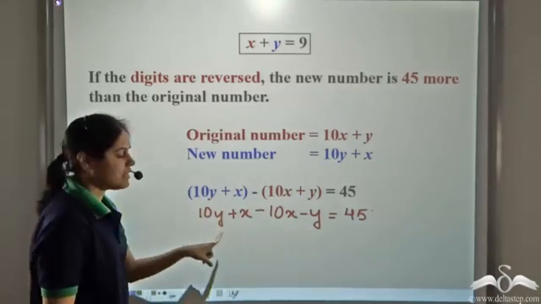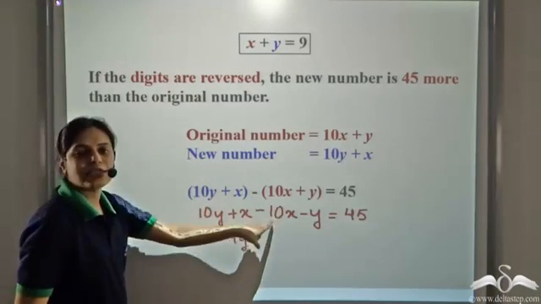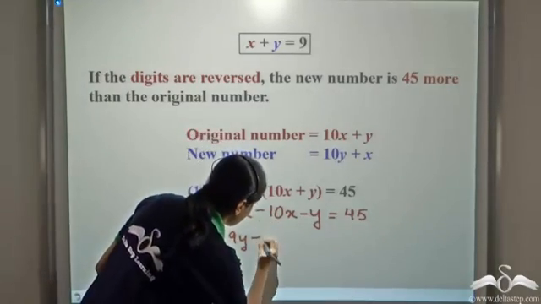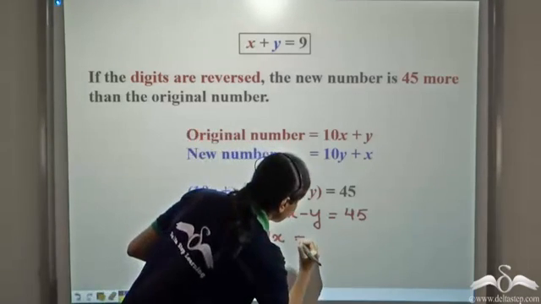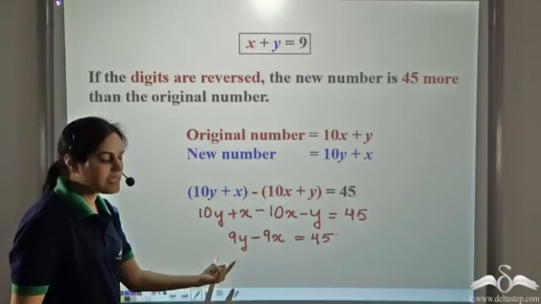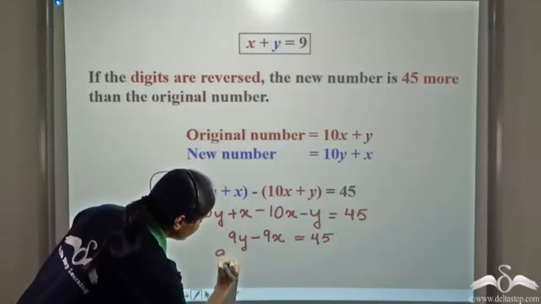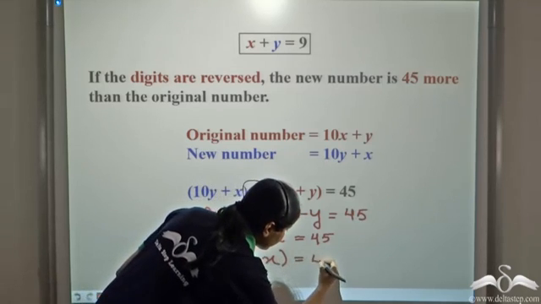10y minus y gives you 9y. X minus 10x gives minus 9x. That is equal to 45. Now 9y minus 9x, we can take 9 common. So 9 into y minus x is equal to 45.